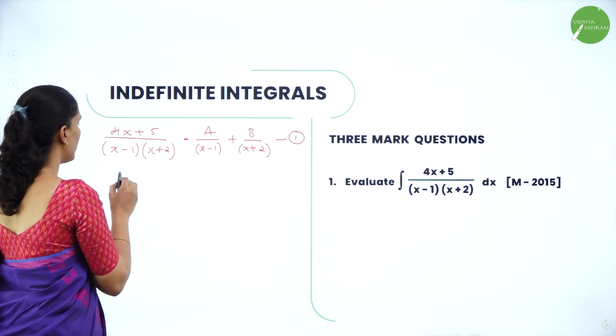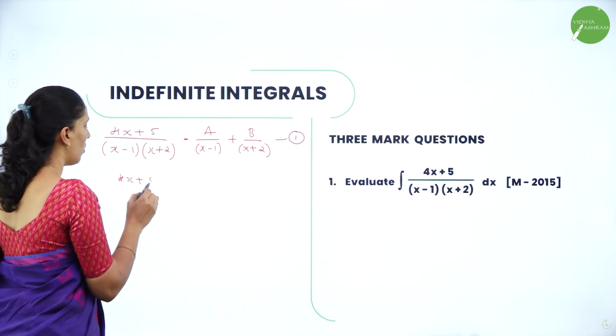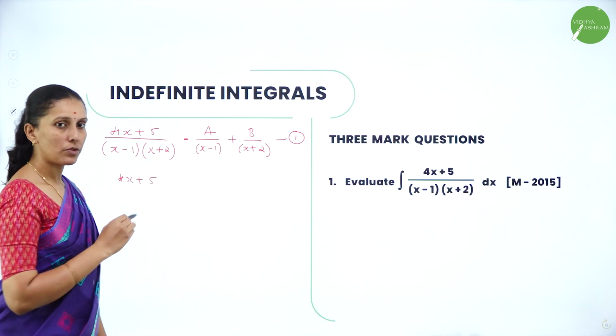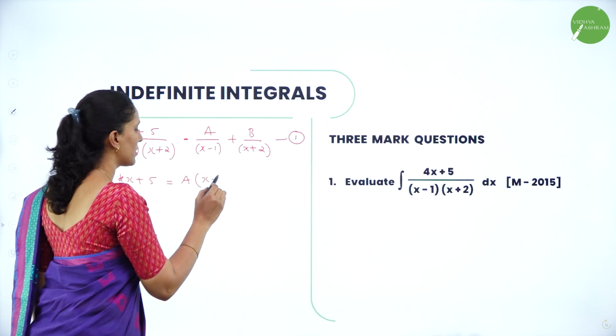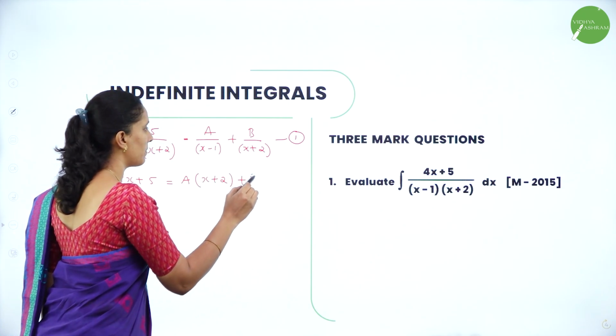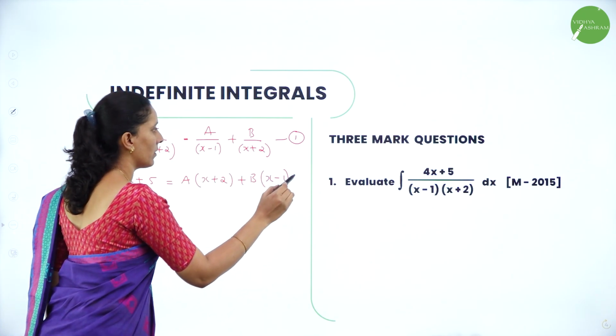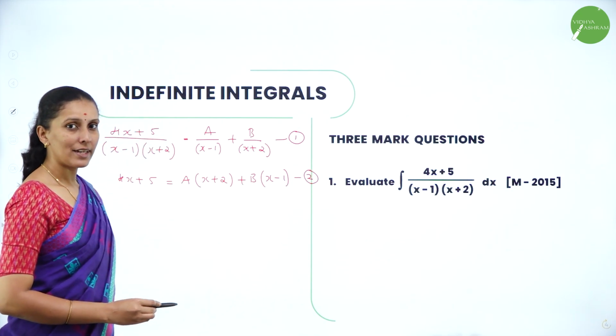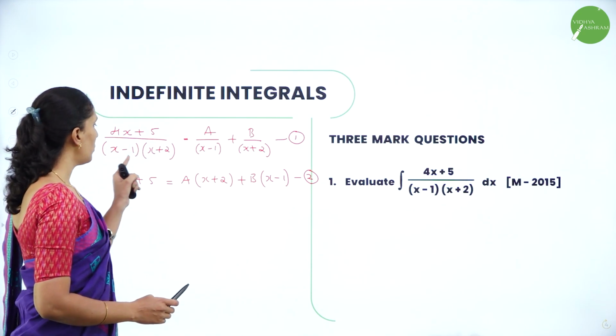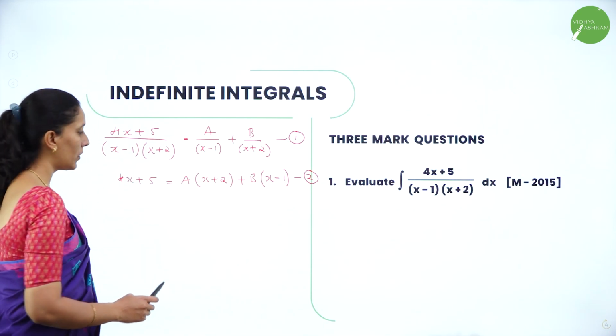So taking LCM on both sides, or multiplying (x minus 1)(x plus 2) throughout equation 1, we will get 4x plus 5 equal to a into x plus 2 plus b into x minus 1. Let me take this as equation 2. Now we are supposed to find the constants a and b. For that we have 2 factors, so let us equate them to 0.